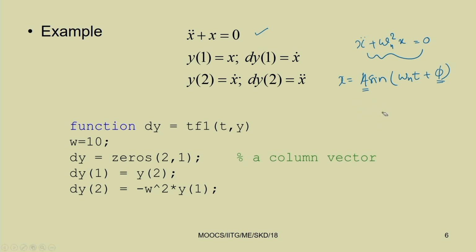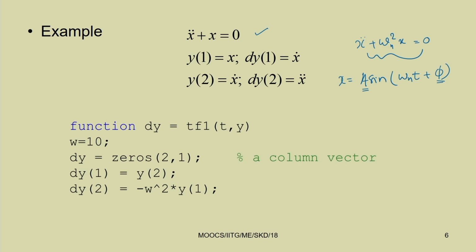You can see the code. In the function file, you have taken two equations. Initially you initialize dy with zeros(2,1), so this is 2 rows and 1 column. Your dy1 equals y2 and dy2 equals minus omega square y1.